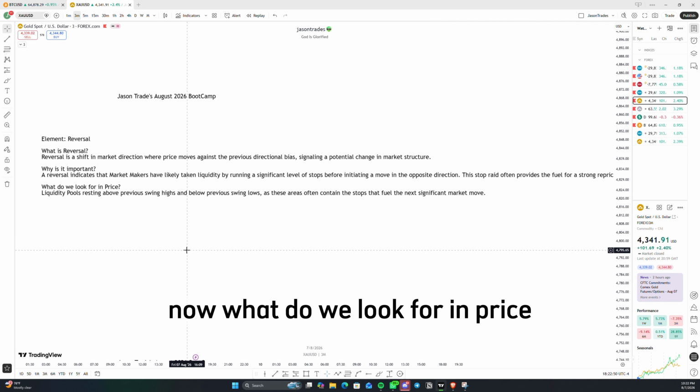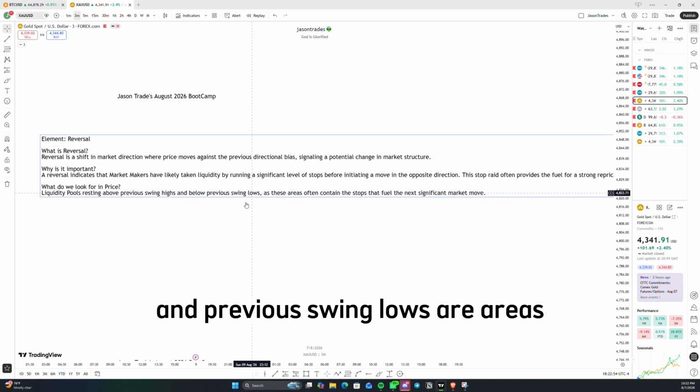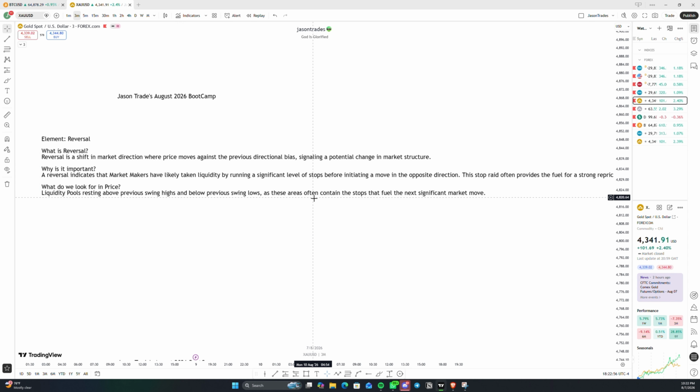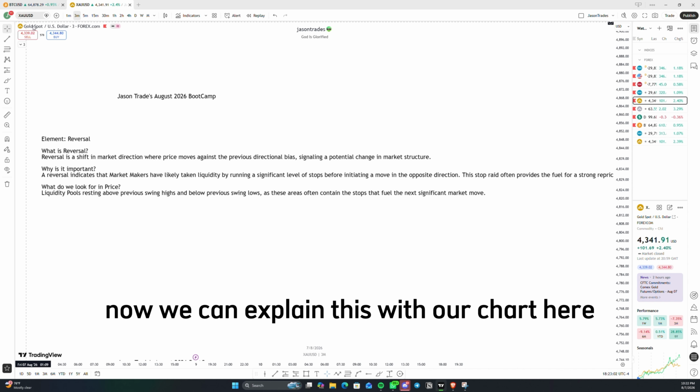Now, what do we look for in price? Liquidity pools resting above previous swing highs and below previous swing lows are areas that often contain the stops that fuel the next significant move, right? Now we can explain this with our chart here.